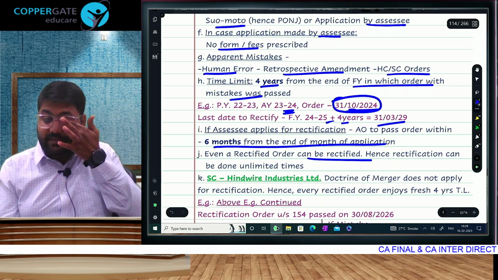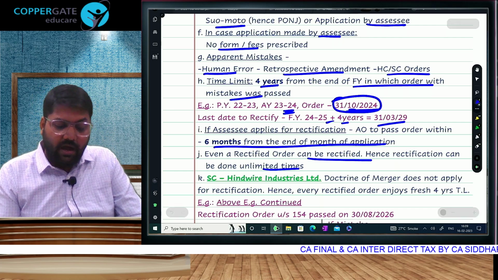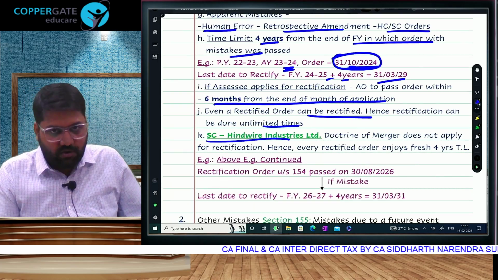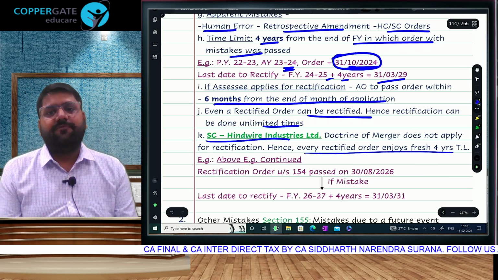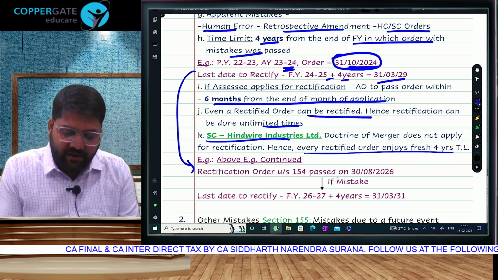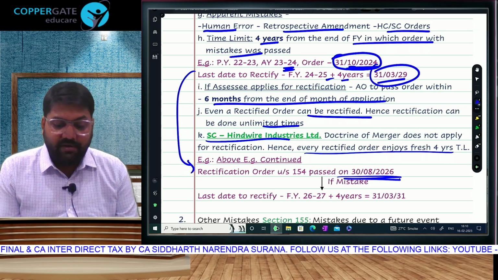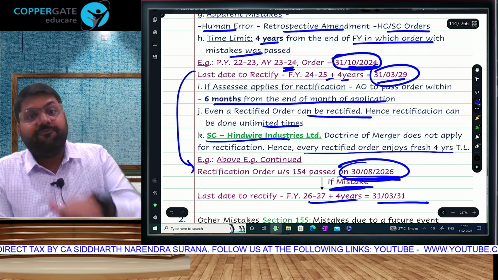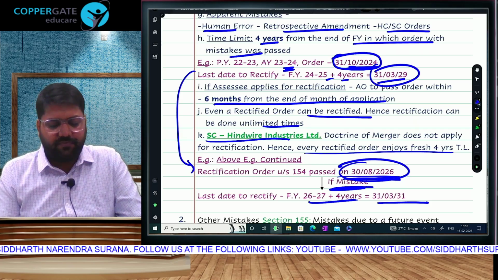A rectified order also can contain mistakes, that can also be rectified. Rectification can be done unlimited times, same as a revised return. However, a very important judgment, Supreme Court, Hindwire Industries: doctrine of merger not applicable. Every rectified order will get a fresh period. For example, if we continue this example, supposing the rectified order is passed on this date, so that way it is within the time limit, this was the last date. But if this order contains any mistake, then from here we will count 4 years, and accordingly a fresh period of 4 years is going to be given. So, every time there is a mistake, a fresh period of 4 years will be given.